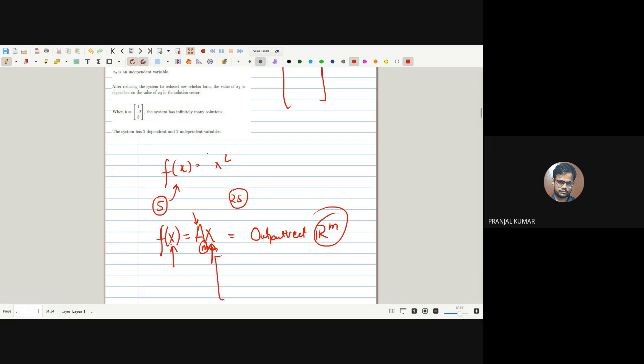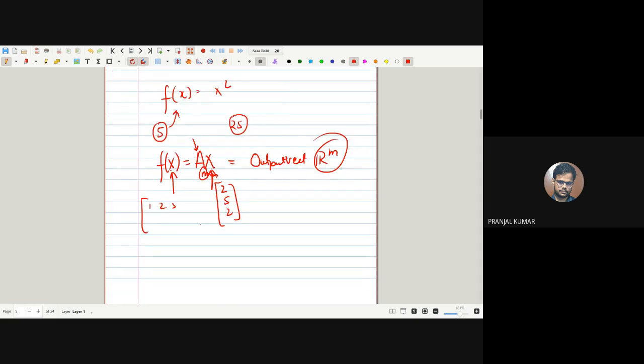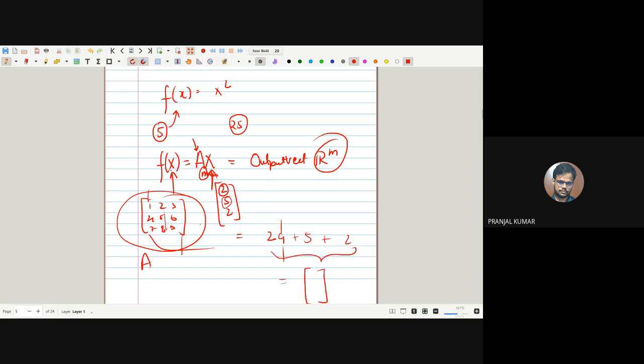Use the numbers present in this input vector. Suppose I give you the input vector 2, 5, 2, and A was 1 2 3 4 5 6 7 8 9. Then this is a function A, and the output vector would be 2 times the first column C1, plus 5 times the second column, plus 2 times the last column. You can see that if you add these 3 columns, you will get a vector in R3.